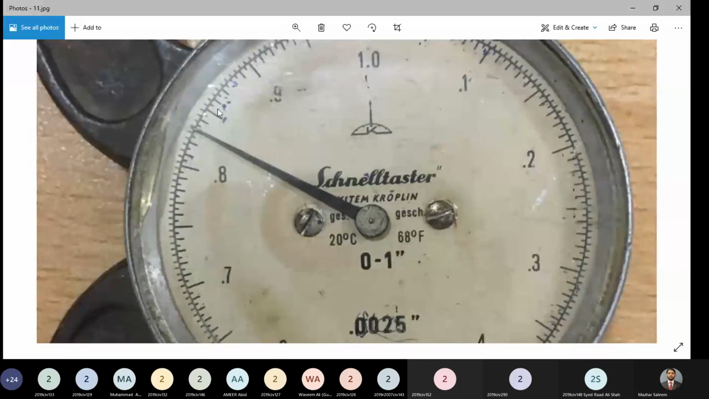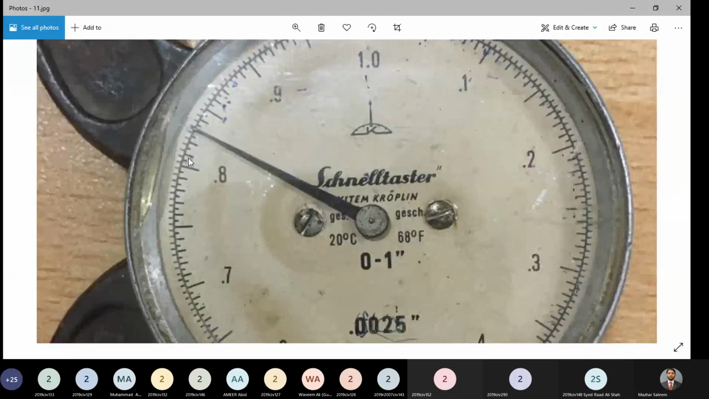And that 0.05 is further divided into 5 parts using these lines. This line, the line under needle here and needle here. So this one is further dividing 0.05 into 5 equal parts. So from this point to this point is 0.01 inch.